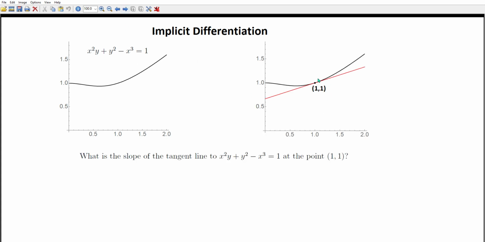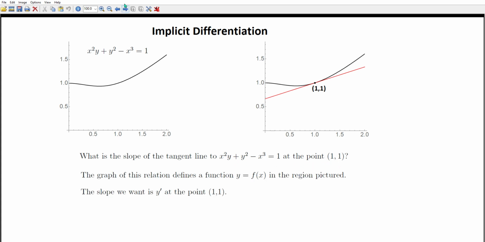And the point (1, 1) is on this relationship, and you can ask the question, what's the slope of the tangent line to this curve at the point (1, 1)? The graph of this relation defines a function y equals f of x in the region pictured. You can see this is the graph of a function, and the slope we want is y prime for that function.